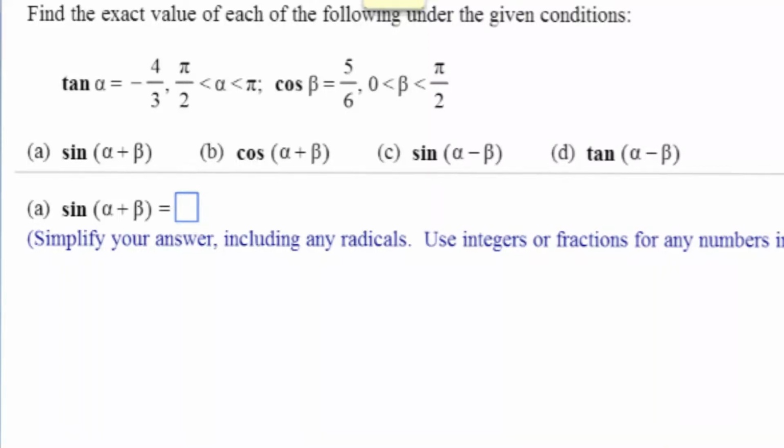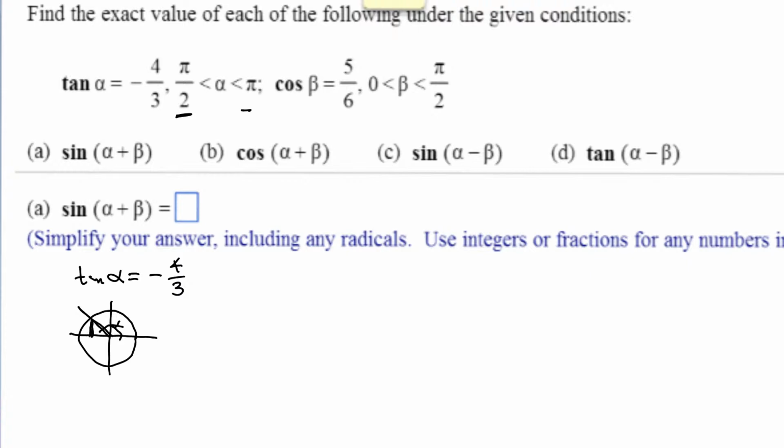We are given that the tangent of alpha is minus 4/3. We are also given that alpha is going to be between pi over 2 and pi. So that means over here somewhere. So here's our angle alpha. And we know that the tangent is minus 4/3.